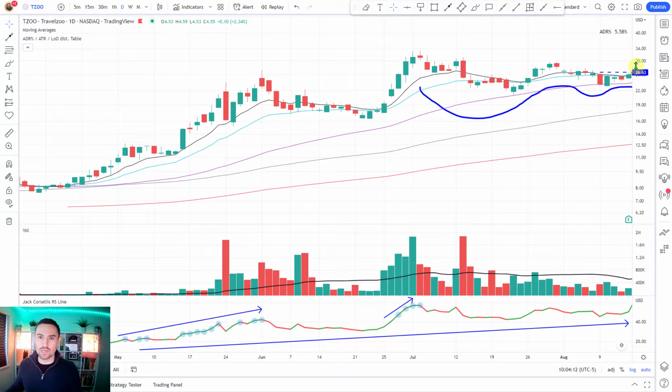Just doing a little bit more of a bird's eye view currently. Nice bounce on the 50. We'll be talking about that. But TRADINGVIEW is also a leader. Now this is a free tool that you can use: search my name on the TradingView indicators. You'll find it, Jack Corsellis RS line.